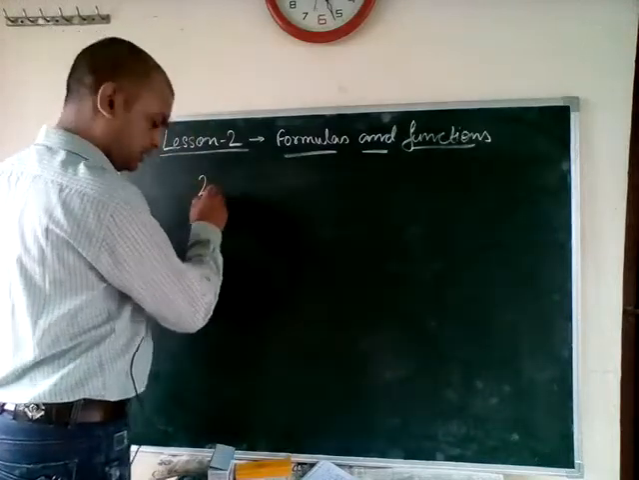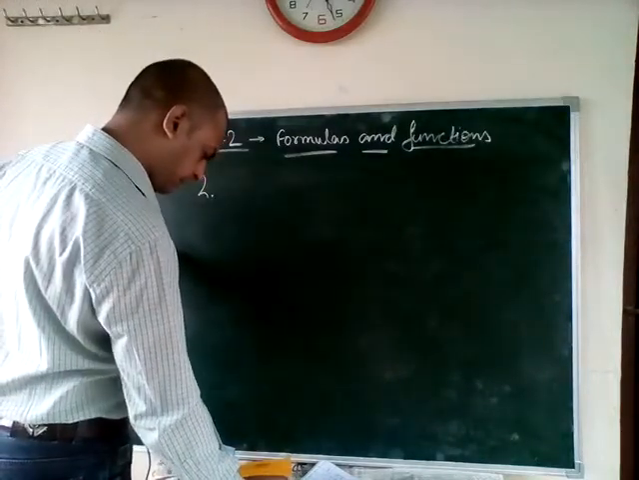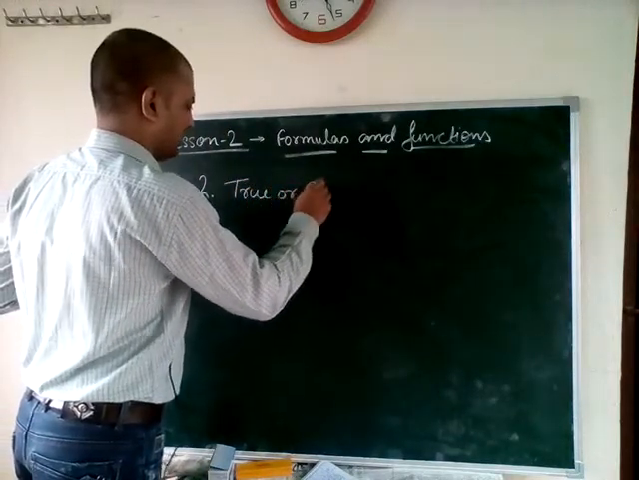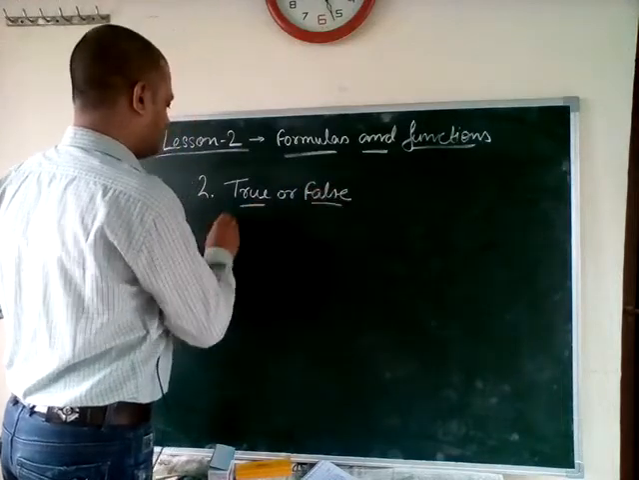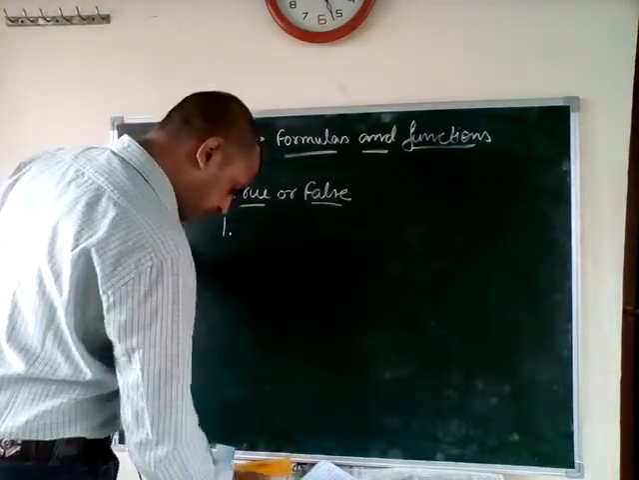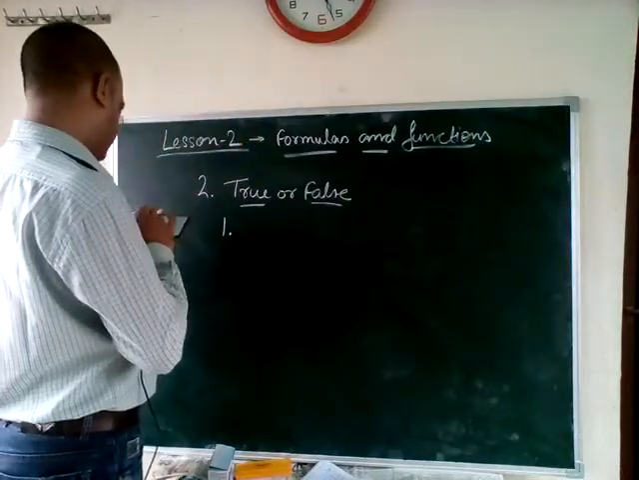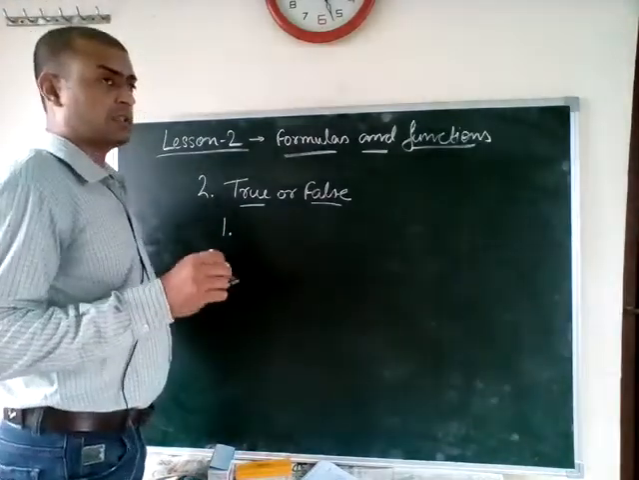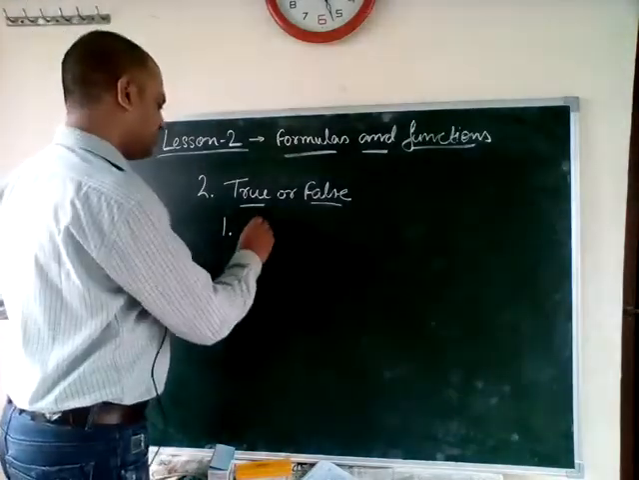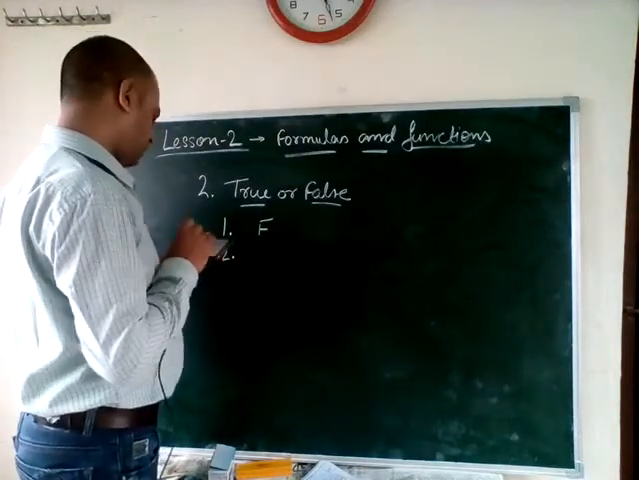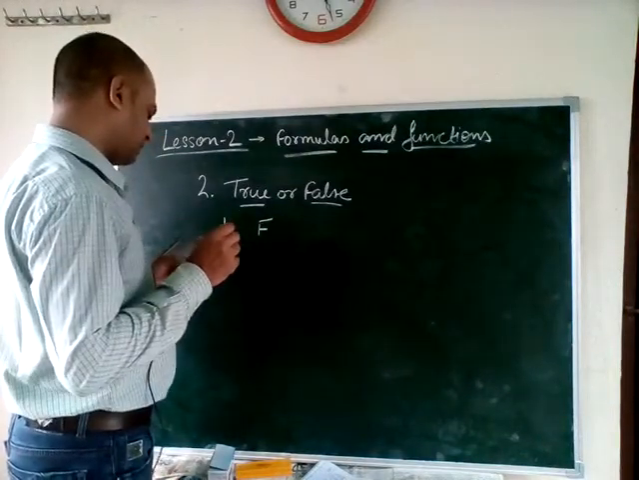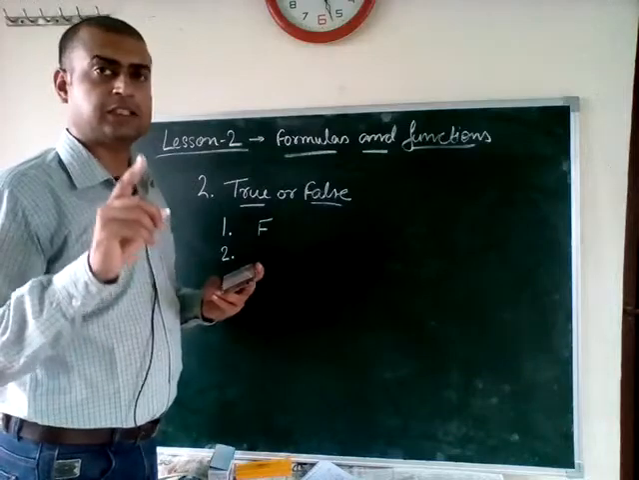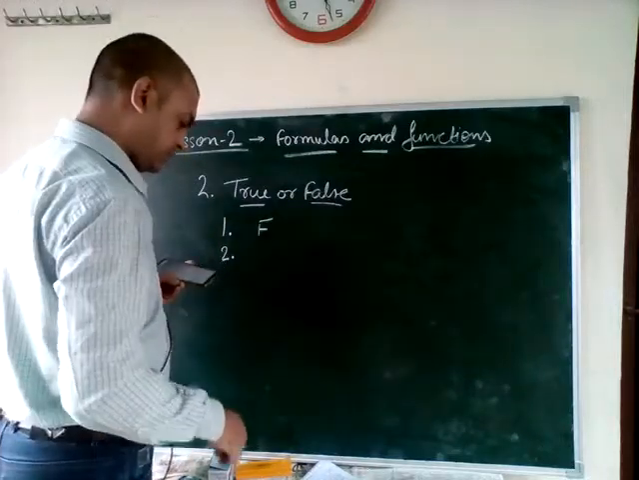Number 2, the second question is true and false. In this, first one is formulas must begin with the question mark. Question mark is not there, equal to symbol it is. So first is false. Number 2, in absolute reference the relative position of rows and columns changes. No, in relative reference it is changing, in absolute reference it is fixed, as we have just discussed. Now this is also false.